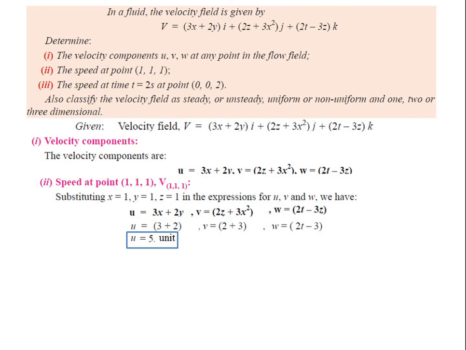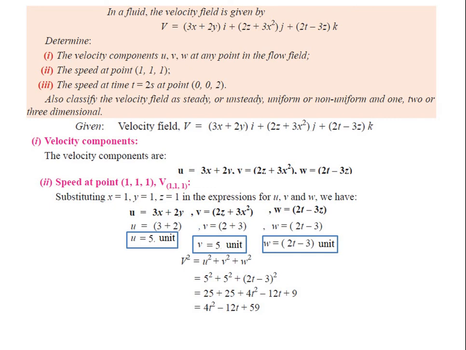So w is equal to 2t minus 3. So u is equal to 5 units, v is equal to 5 units, and w is equal to 2t minus 3 units. So we know that V squared is equal to u squared plus v squared plus w squared. So velocity can be given as 5 squared plus (2t minus 3) squared. So it is nothing but 4t squared minus 12t plus 59 is equal to V squared.